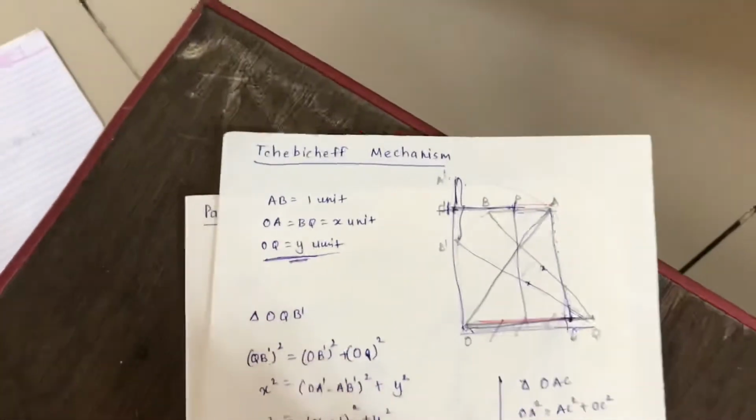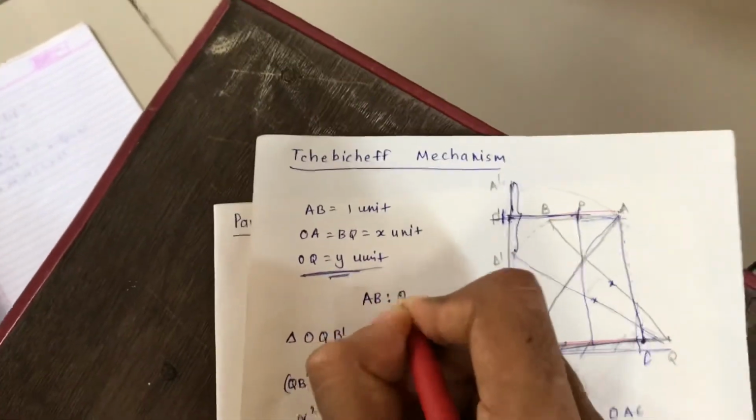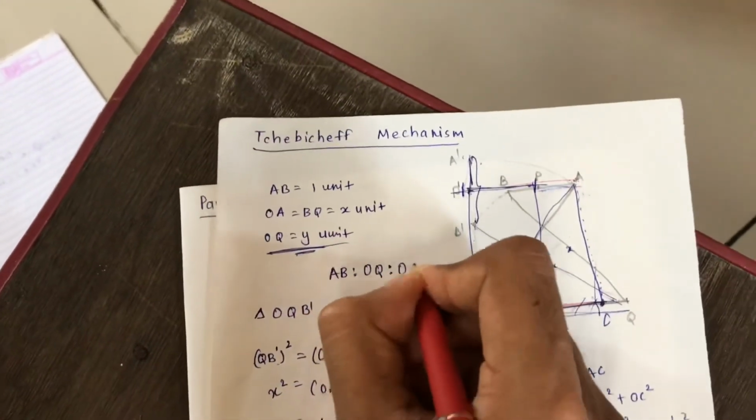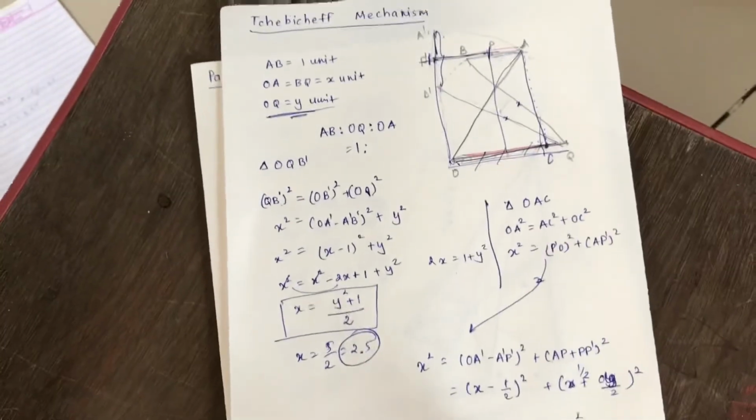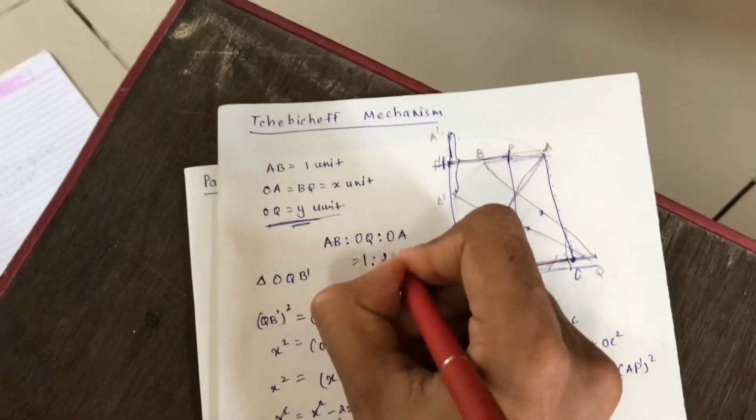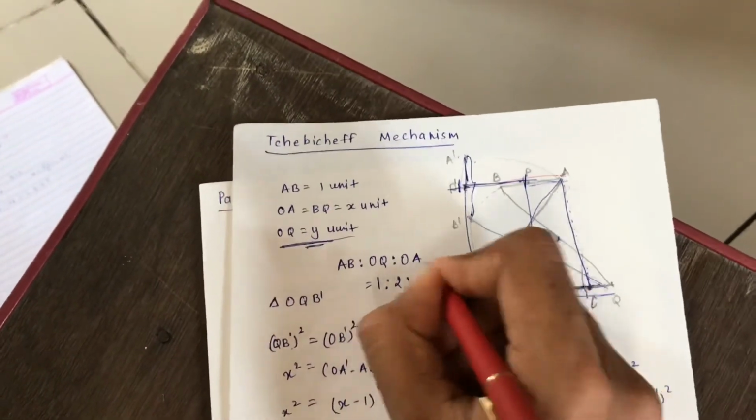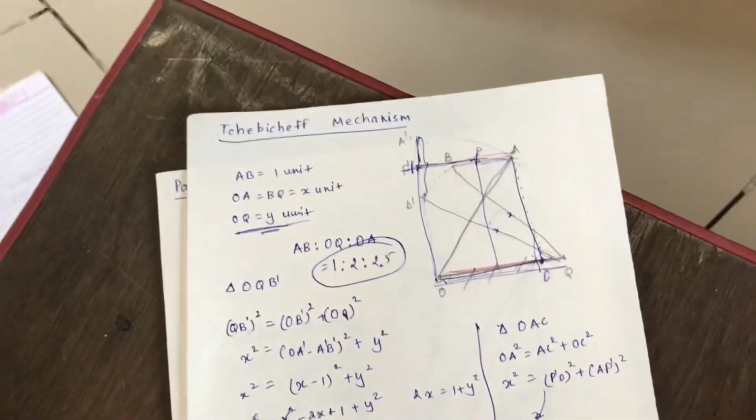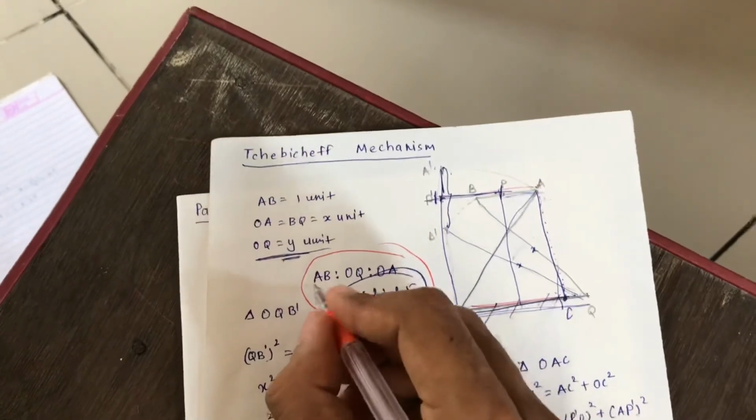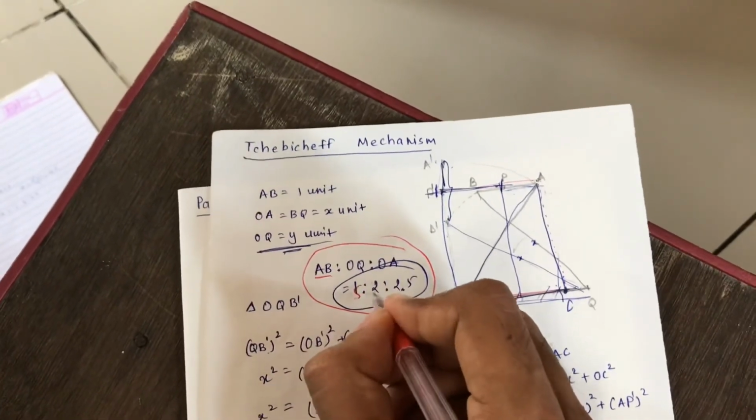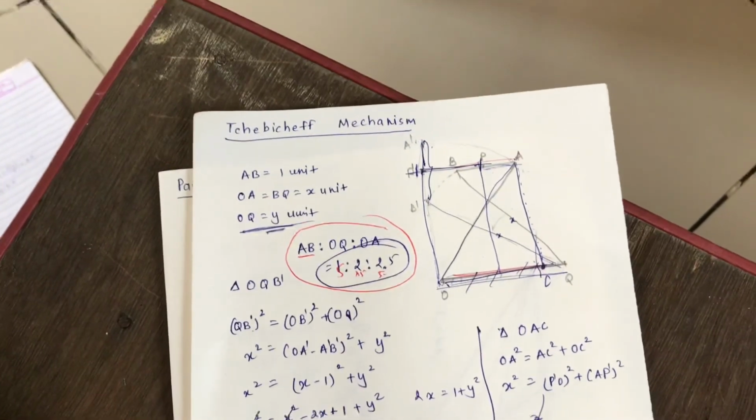So likewise we can write the ratio of AB to OQ to OA. AB we assumed 1 unit, we get OQ, OQ means Y, it is 2 units, and OA equal to X means 2.5 units. So the Chebyshev mechanism is possible with this ratio. Suppose you want to make AB equal to 5 centimeter, then multiply with 5, so that will be your answer. So it is an approximate straight line.